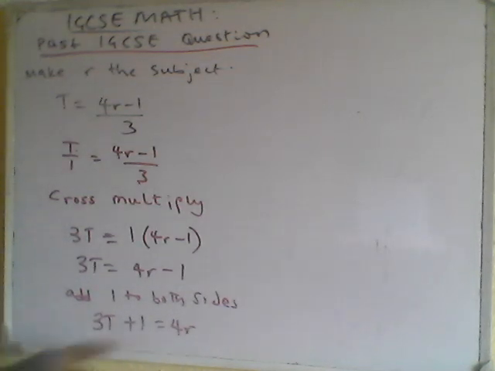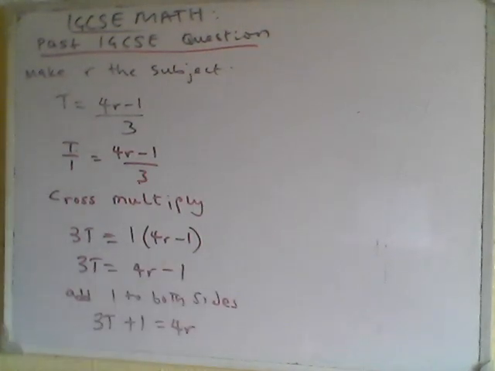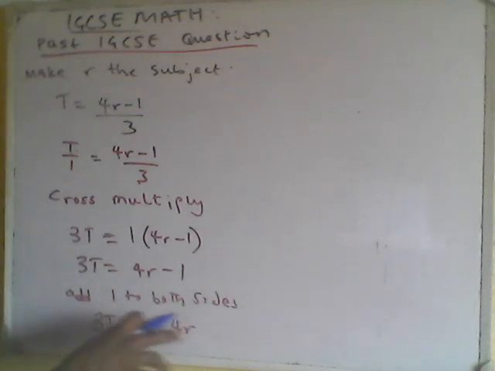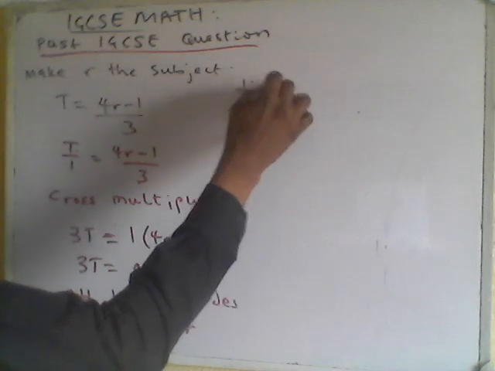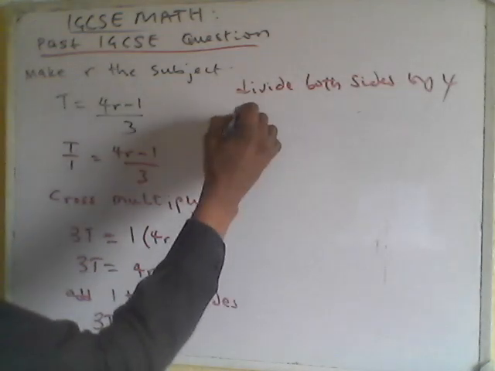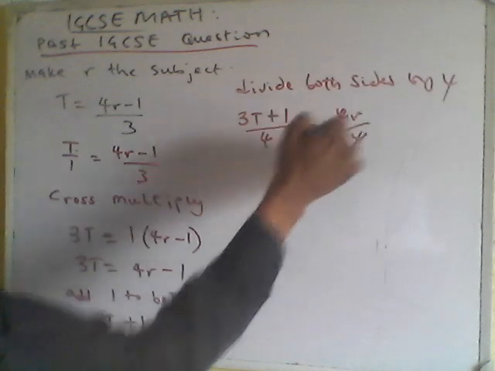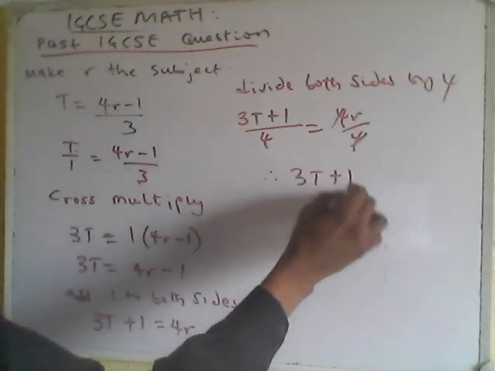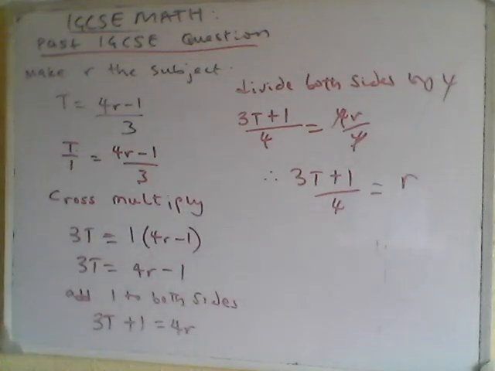Again, I have r attached to 4, right? To make this 4 disappear or detach from r, I'm going to do an operation that is opposite the operation that's binding the two of them. The operation binding the two of them is multiplication. So I'm going to divide both sides by 4. Division is the opposite of multiplication. So I have 3t plus 1 over 4 is equals to 4r over 4. 4 cancels 4. Therefore, 3t plus 1 over 4 is equals to r. R, this is the final answer. That is the subject of the formula.